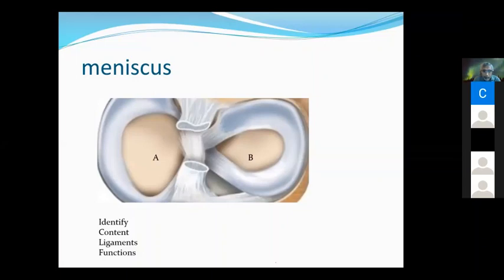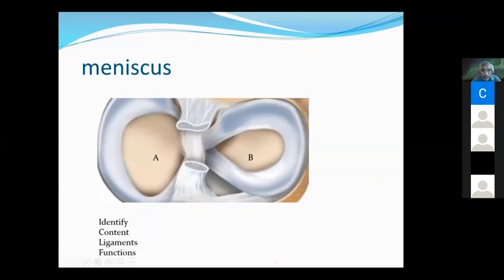Good, very good. Okay, so what is the content of a meniscus? What is it made up of? Fibrocartilage. Fibroelastic cartilage. Collagen and fibers. Collagen, yes. And surprisingly, more than 70% is water. So that is another thing.